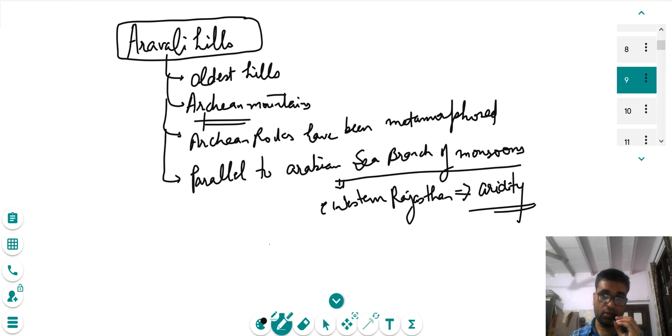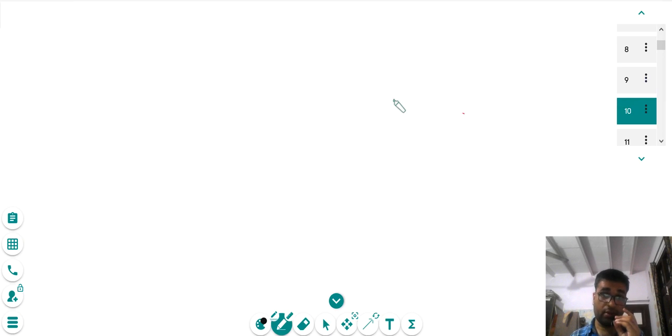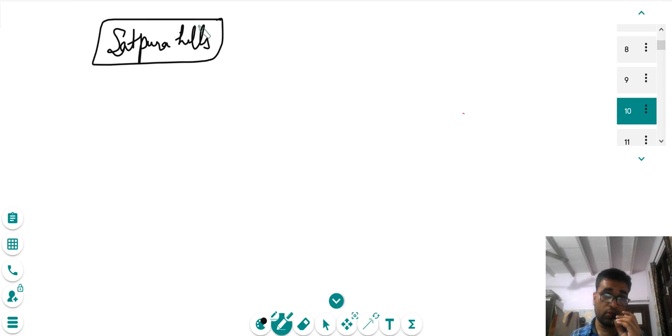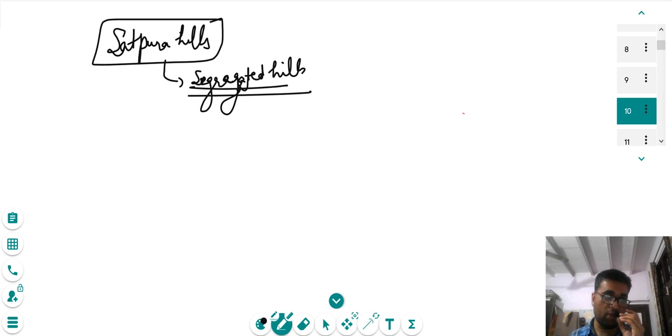The next part is the Satpura Hills. Satpura Hills are, first of all, segregated hills. They are not a continuous branch like Vindhyan Mountains. First of all, Vindhyan Mountains are a continuous branch, right? Like this.